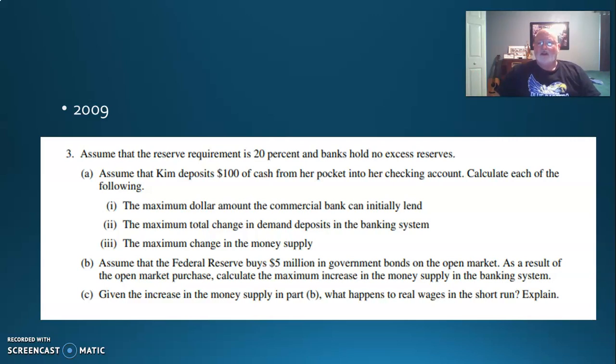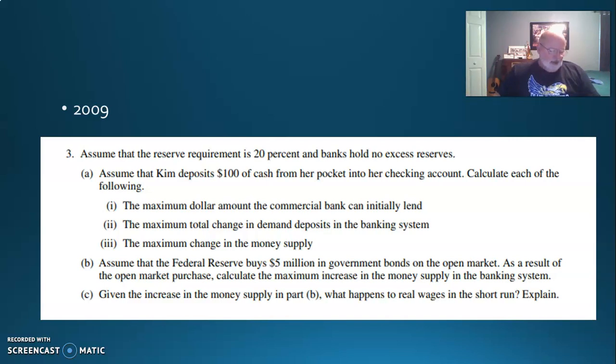Well, if she puts $100 in her checking account, they want to loan as much out as they can, but they have to keep 20%, which is $20. So how much can they loan out? $80. What's the maximum total change in demand deposits in the banking system? Well, she put $100 in, so the checking accounts go up $100 and then multiply times the multiplier. 1 divided by 0.2 is 5. So the answer is $500.